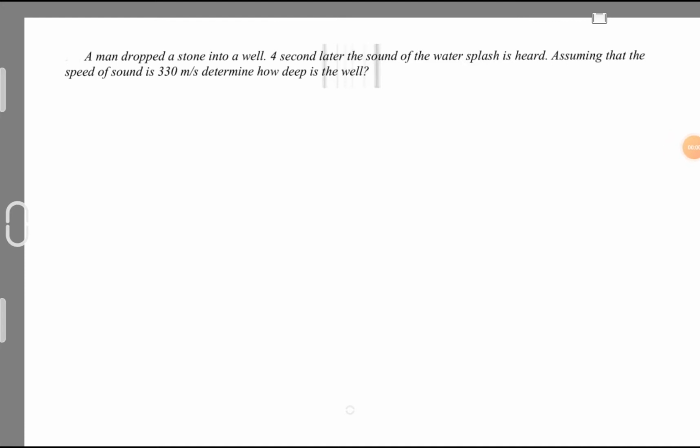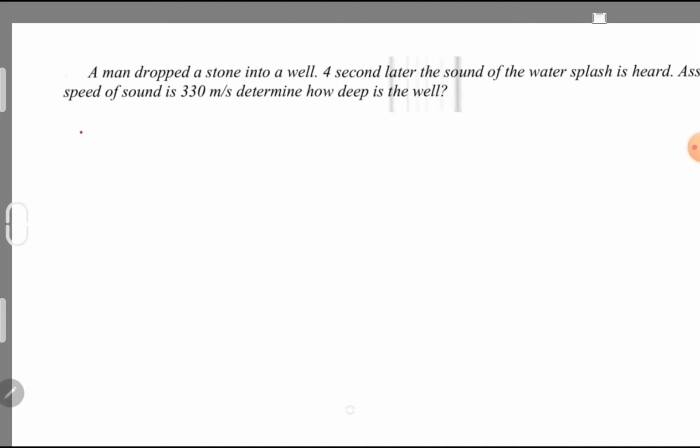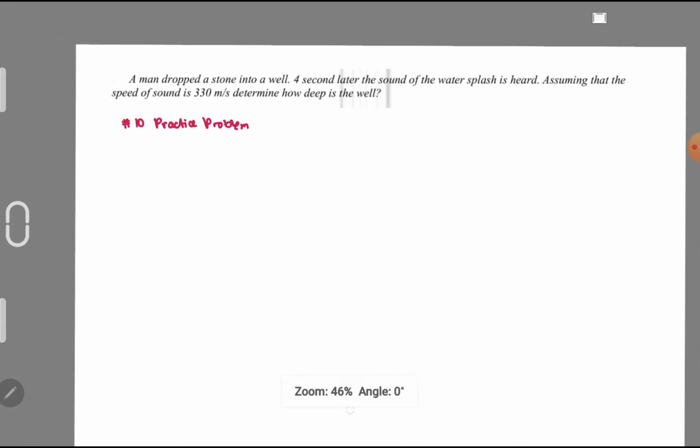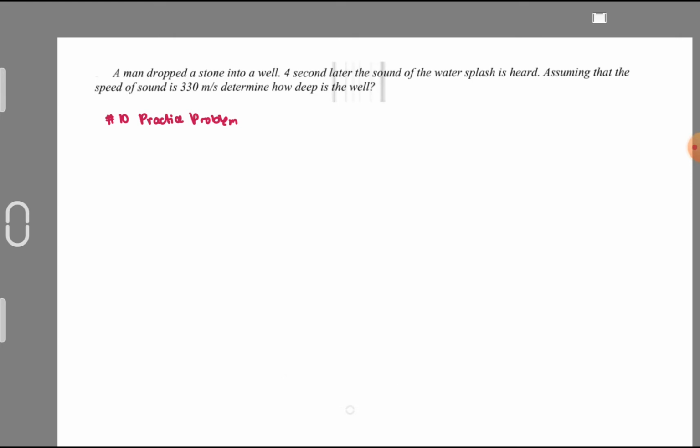This will be the solution of your number 10 practice problem. This is in week 3. So a man dropped a stone into a well. 4 seconds later, the sound of water splash is heard. Assuming that the speed of sound is 330 meters per second, determine how deep is the well. So how deep is the well?